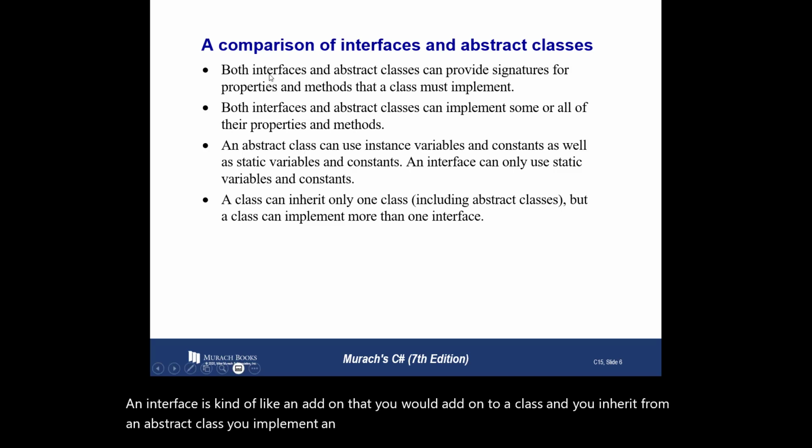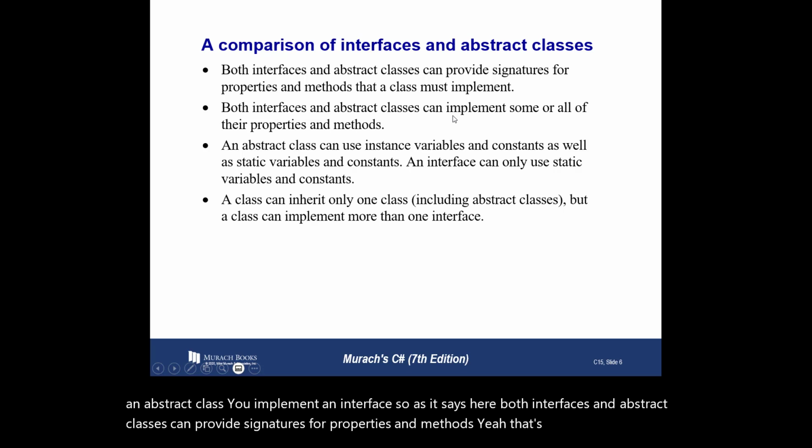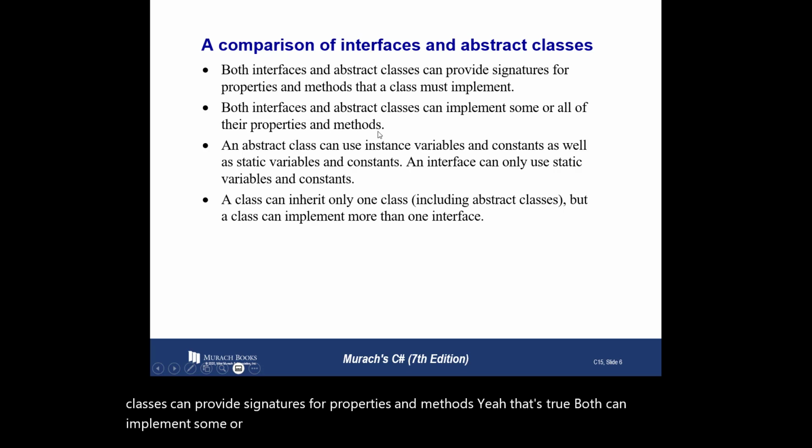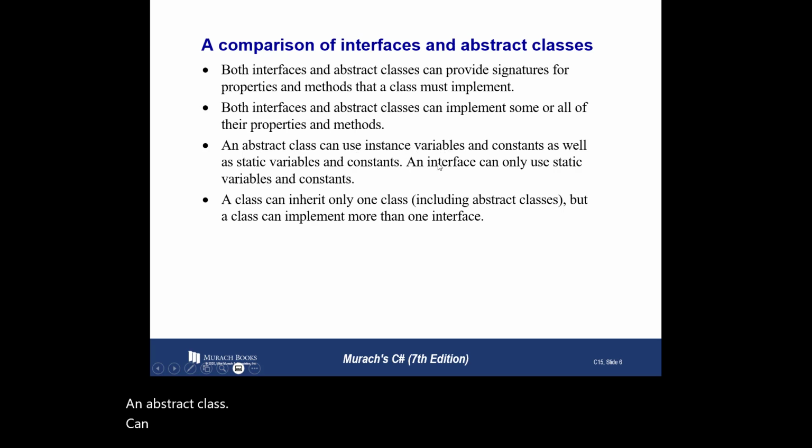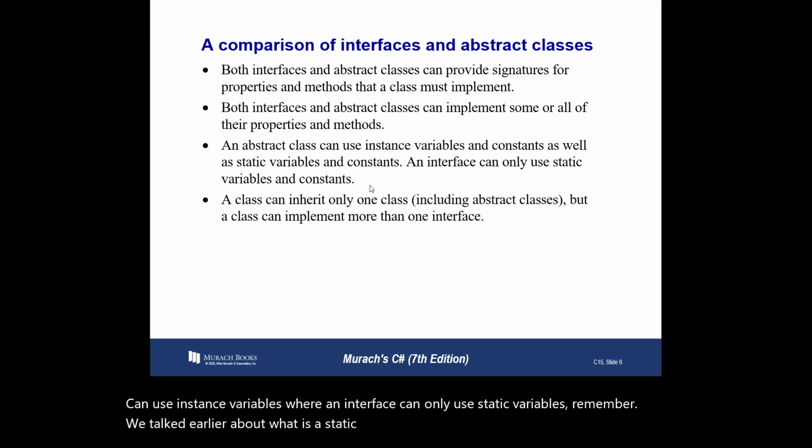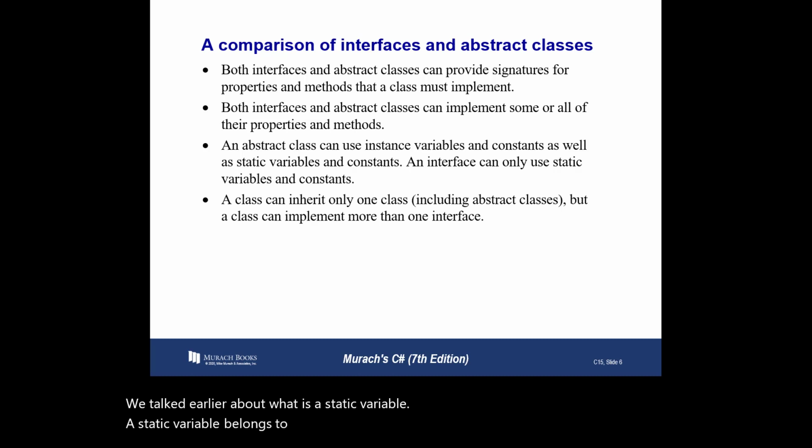So as it says here, both interfaces and abstract classes can provide signatures for properties and methods. Yeah, that's true. Both can implement some or all of their properties and methods. An abstract class can use instance variables, where an interface can only use static variables. Remember? We talked earlier about what is a static variable. A static variable belongs to a class, whereas an instance variable belongs to each instance of a class. All right? But since an interface is not a class, it can't use class variables.